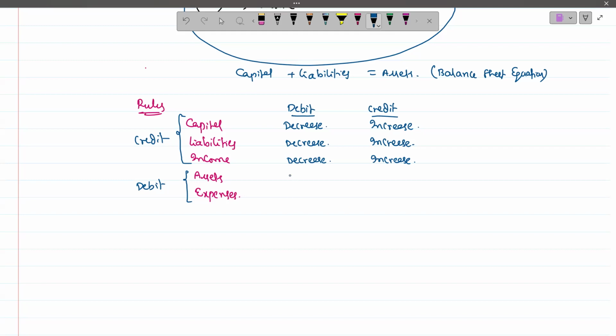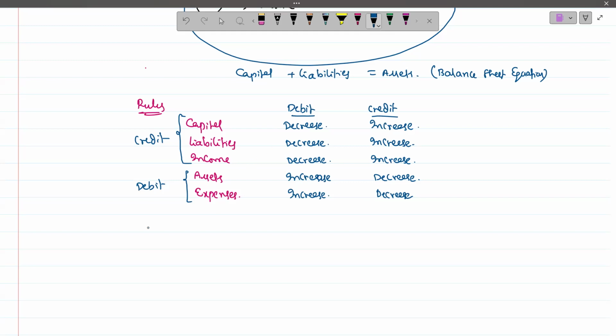Coming to the debit items: increase in an asset is debited, decrease in an asset is credited, and increase in an expense is debited, decrease in an expense is credited. And these are the rules relating to the accounting equation approach. Based on that also, we can identify the debit and the credit aspects.